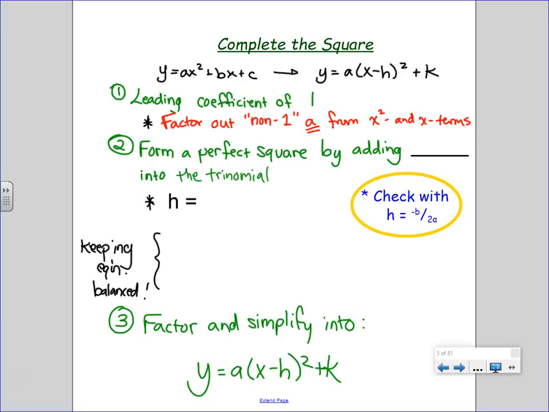Form a perfect square. How? By adding in. How did we find that 25/4 in the last example? Do you remember? Divide what by 2? The middle term coefficient. So dividing the x coefficient by 2 and then squaring it. Taking the middle coefficient, or a better way of saying it, the x term coefficient after factoring out the a. Take the coefficient of the x term remaining, cut it in half, and then square it.